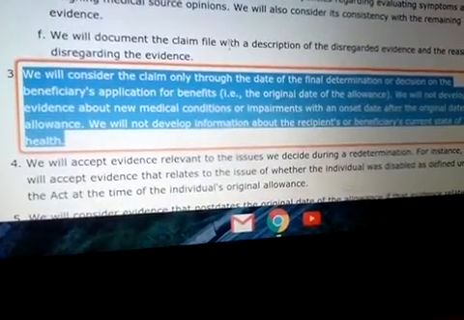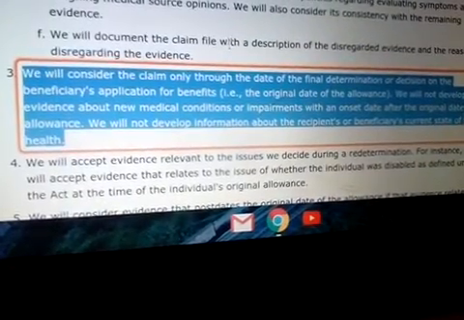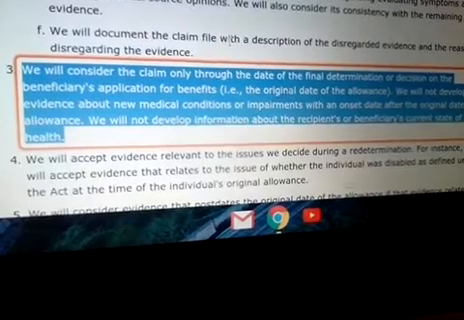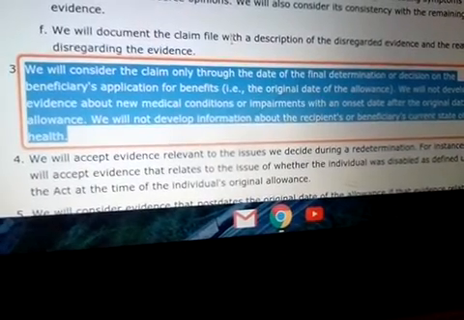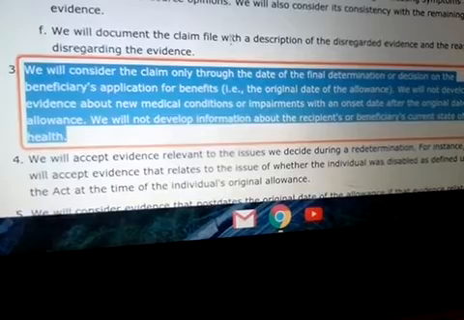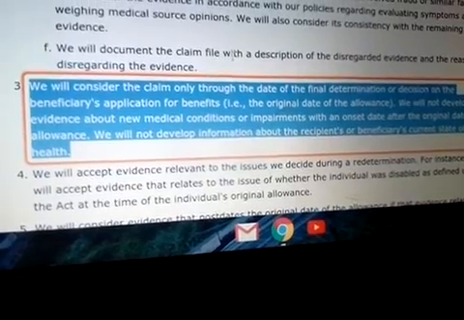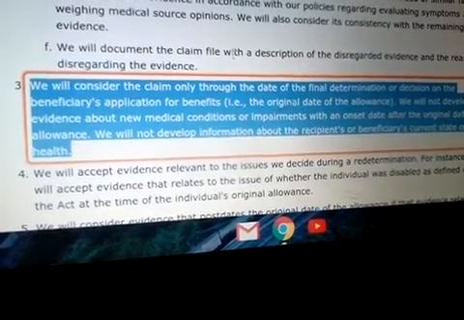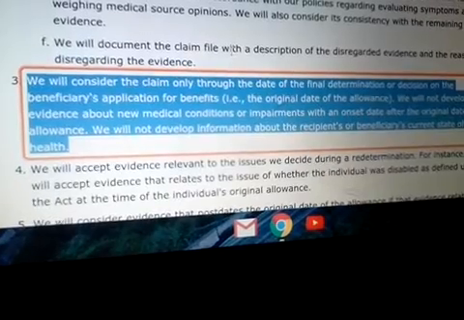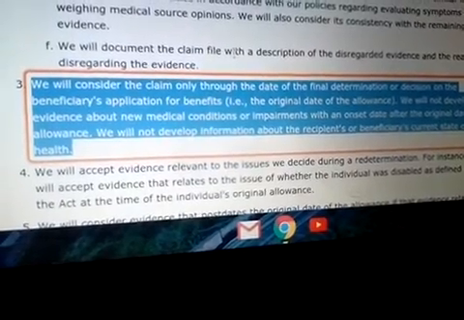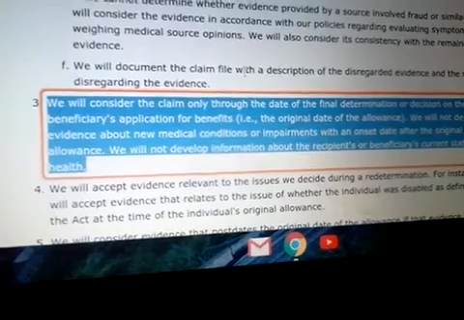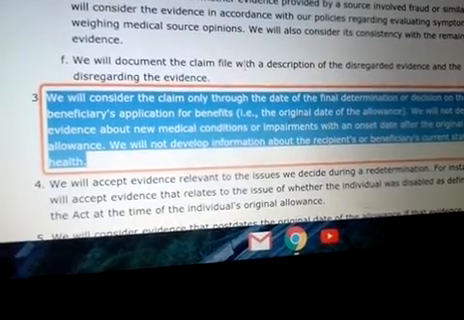3. We will consider the claim only through the date of the final determination or decision on the beneficiary's application for benefits, i.e., the original date of the allowance. We will not develop evidence about new medical conditions or impairments with an onset date after the original date of the allowance. We will not develop information about the recipient's or beneficiary's current state of health.